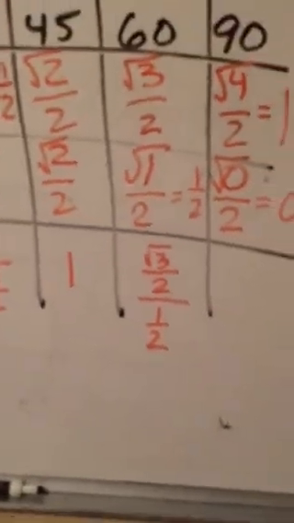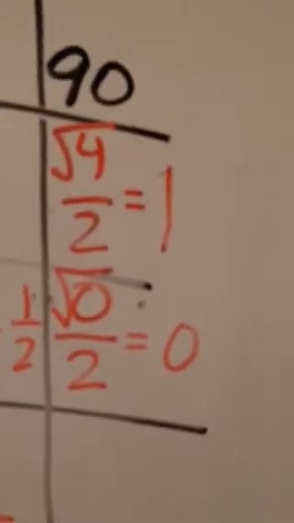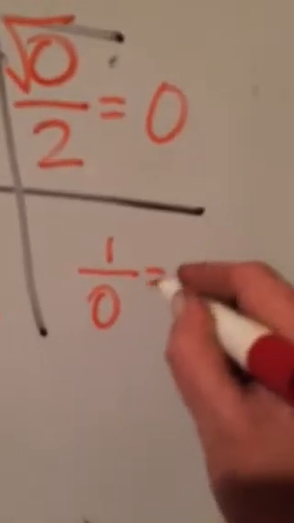This one's easy because anything divided by itself is just 1. And the other one is the gross one. So we have radical 3 over 2 divided by 1 over 2. Maybe we'll try those fractions later. Right now, let's take care of the last one. Wait, 1 over 0. We can't do 1 over 0. Anything divided by 0 is undefined. So obviously, tangent at 90 is undefined.